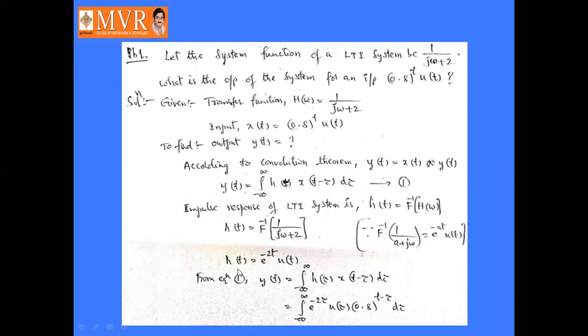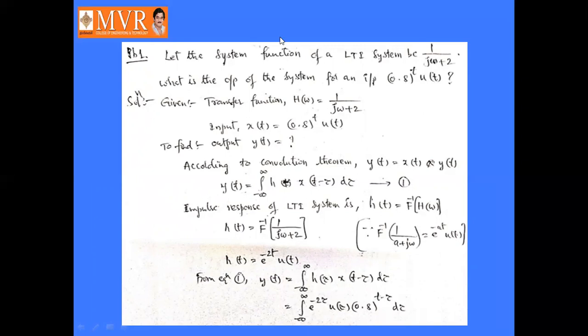So h of tau is e power minus 2 tau into u of tau, and x of tau is 0.8 whole power tau, into d tau. But here u of t is not written. Why? Because u of t is nothing but the unit step function. It is defined as u of t equal to 1 for t greater than or equal to 0. That's why the limits may be changed. Limits are from 0 to infinity only, because u of t exists from 0 to infinity only.